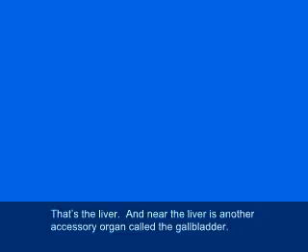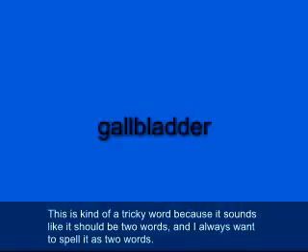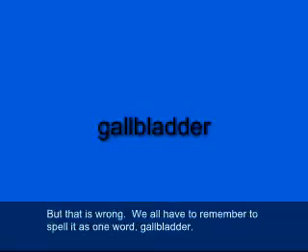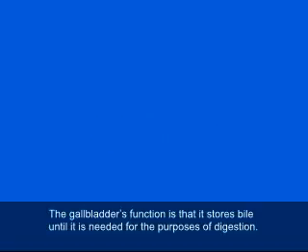Okay, that's the liver. And near the liver is another accessory organ called the gallbladder. And this is kind of a tricky word because it sounds like it should be two words, and I always want to spell it as two words, but that's wrong. We all have to remember to spell it as one word. Gallbladder is G-A-L-L-B-L-A-D-D-E-R. And the gallbladder's function is it stores bile until it's needed for the purposes of digestion.